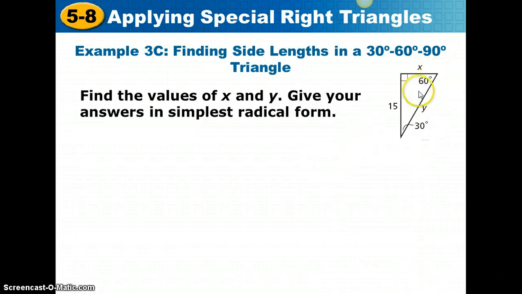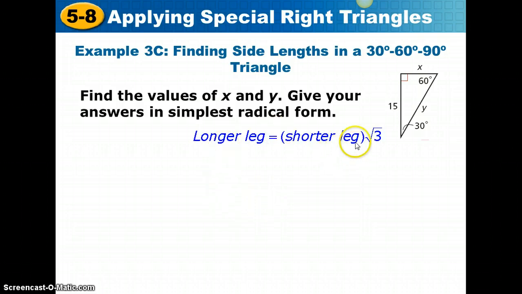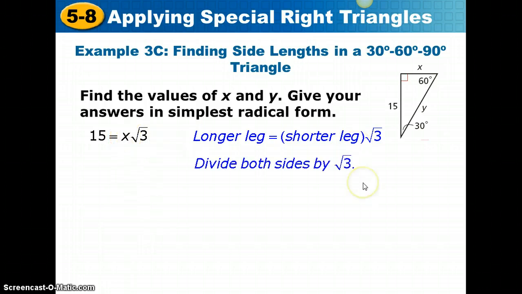The first thing we're going to do is use the longer leg, so we're going to use this statement. The longer leg equals the shorter leg times the square root of 3. And fill in what we know. The longer leg is 15, the shorter leg is x. So 15 equals x times the square root of 3. And we're going to divide both sides by the square root of 3 to get x by itself.